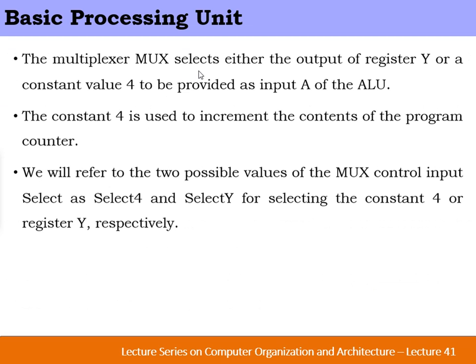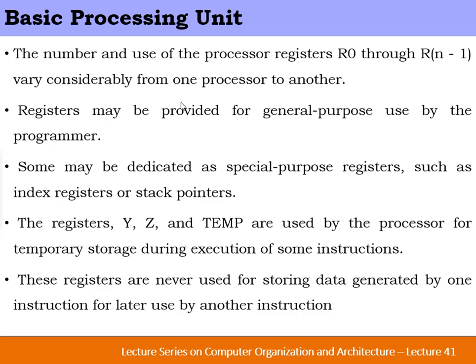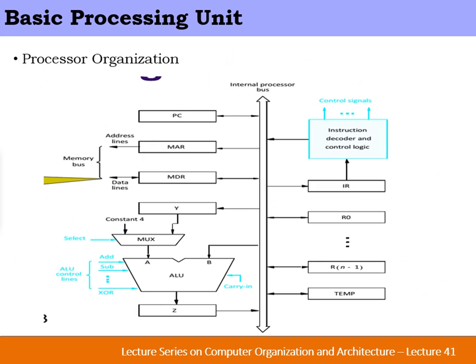We have a multiplexer, MUX, which selects either the output of register Y or a constant value 4 to be provided as input A of the ALU. You can just check here. We have two inputs for the multiplexer. One is constant 4 and the other one is Y. These are the inputs for the multiplexer.